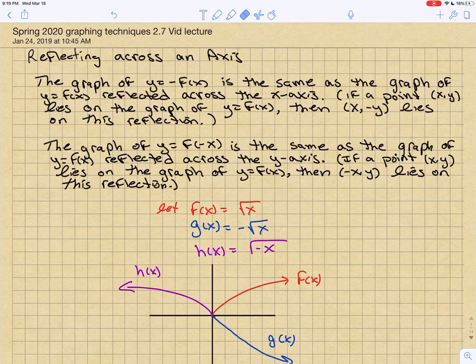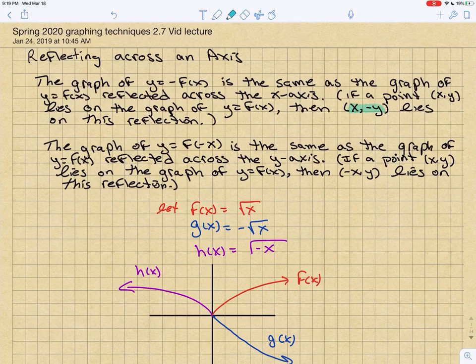Welcome back. Now we will go over section 2.7, graphing techniques. Reflecting across an axis, the graph of y equals the opposite of f of x is the same as the graph of y equals f of x, reflected across the x-axis. If a point (x, y) lies on the graph of y equals f of x, then the point (x, -y) lies on this reflection.